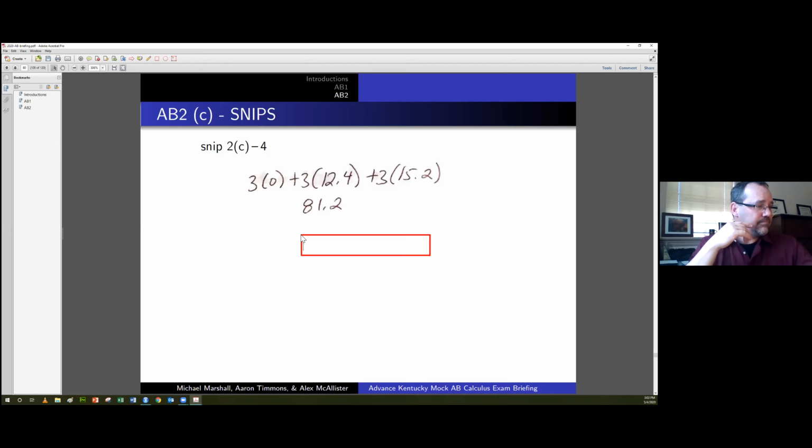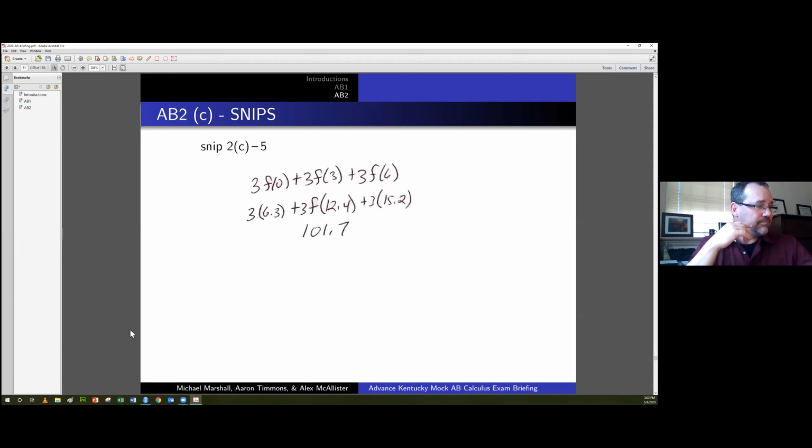So this is a student who had correct and then decided to simplify. So they were simplified wrong. So they cannot earn the answer point. So it's a 2-0. And then the last one.